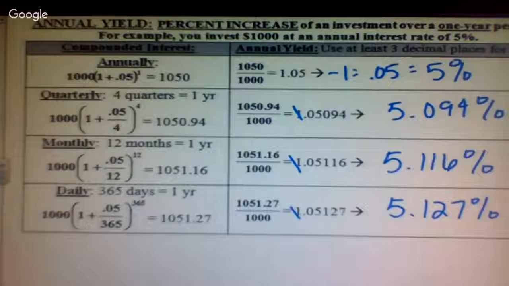Your percentage gets bigger every time. So if you want the most money, the best way to do it is to compound it daily. Even though it's a very small percent, it's still more than what you would get annually.